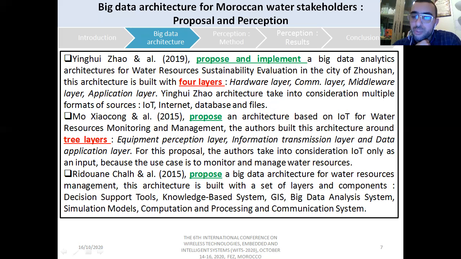For this proposal, the authors take into consideration IoT only as an input, because the use case is to monitor and manage water resources. For Moroccan authors, Ridwan Shlah and all propose a big data architecture for water resources management. It seems that the authors have made an implementation of the decision support model for Moroccan water resources.